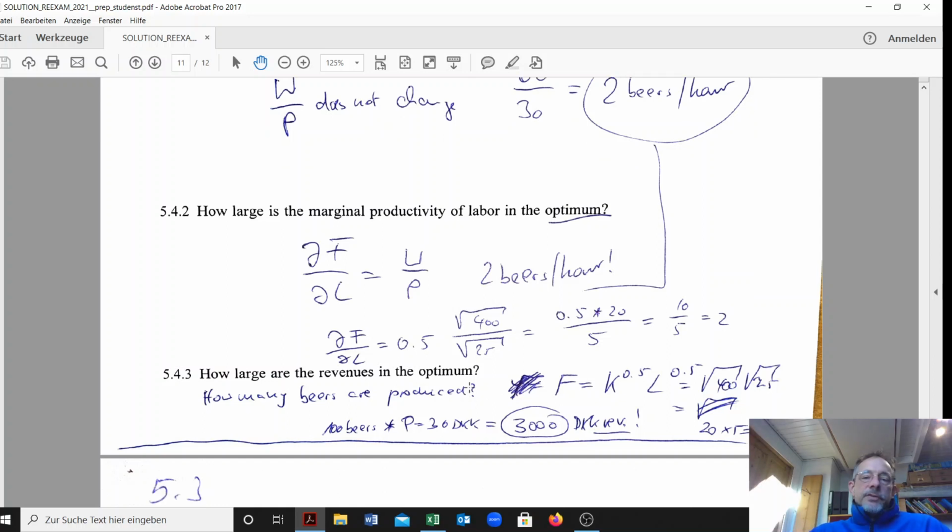How large are the revenues in the optimum? In order to answer this question, we have to, in a first step, compute how many beers are produced. And here our production function helps. So we have to take the square root of 400 times the square root of 25, which is equal to 20 times 5. So 100 beers are produced in our bar. And when we multiply 100 beers by the beer price of 30, we get 3,000 Danish krona, which is equal to the revenues in the optimum.